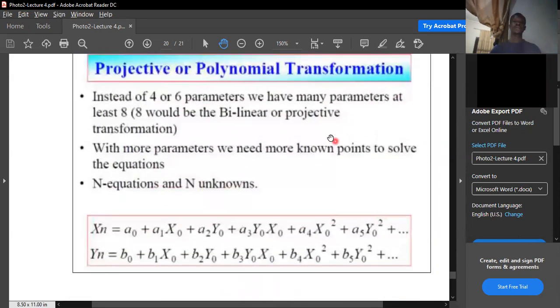And then you can apply a polynomial transformation if you feel like there's more distortion. You introduce more parameters. Okay. And that also means that we need to introduce more coordinate systems, more coordinates, control points. Okay, and then we can now solve for the unknown values.